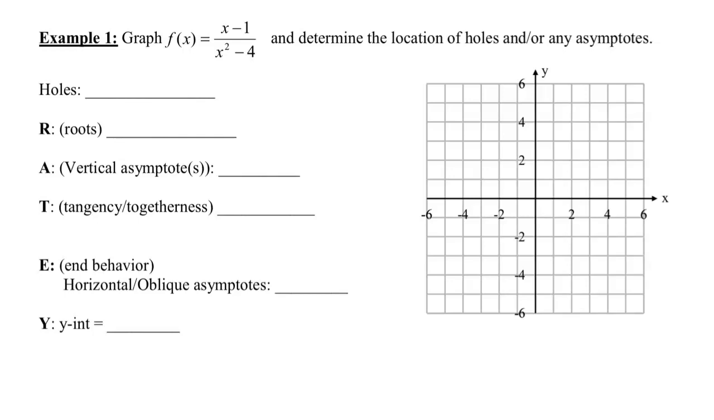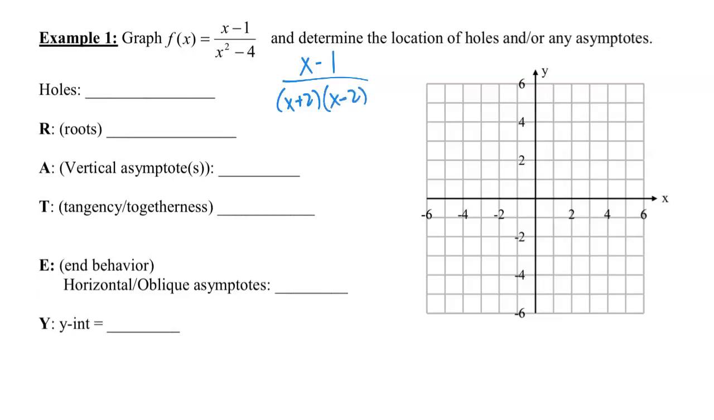All right, example 1, we want to graph the function x minus 1 over x squared minus 4. I'm going to start by filling in all of the information, and then we will graph this as we go along. So first thing, when we want to use the RATEY method, the function has got to be factored. And so I'm going to start by factoring this bad boy, x minus 1 over a difference of squares, which is going to give me x plus 2 and x minus 2.